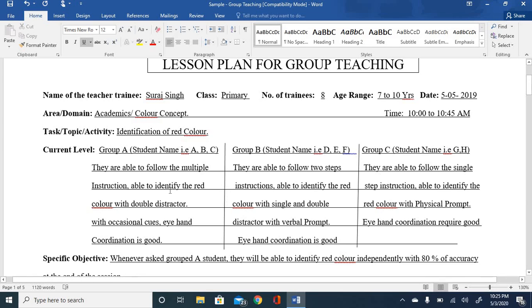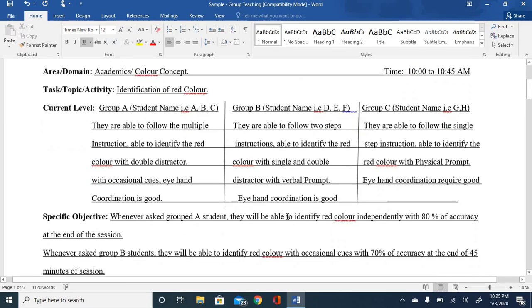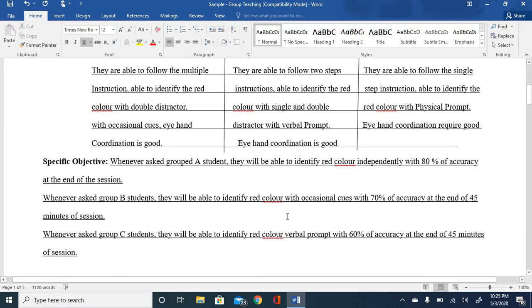So here, identifying the red color with double distractor, that might be my second step. Okay, it might be my first step. Here it is again the second step. So I am going to start from the third step to teach the child and make the child independent as per my expectation. So let us see what my specific objective is, how it looks, that is an expectation.